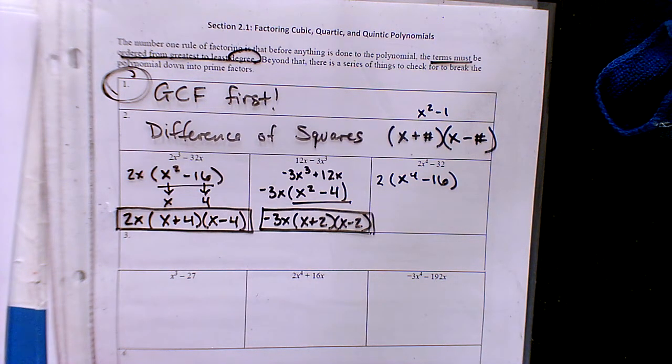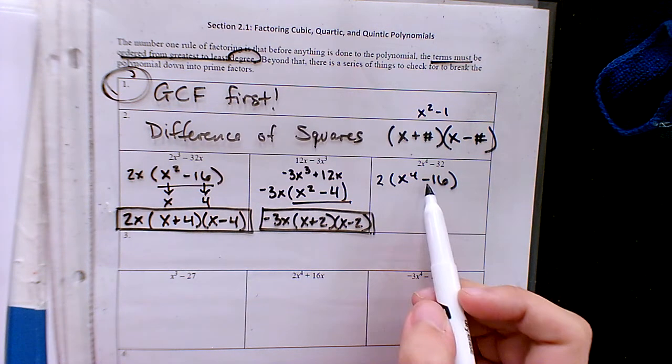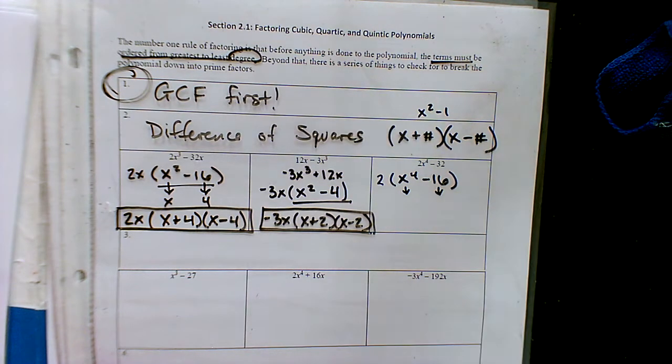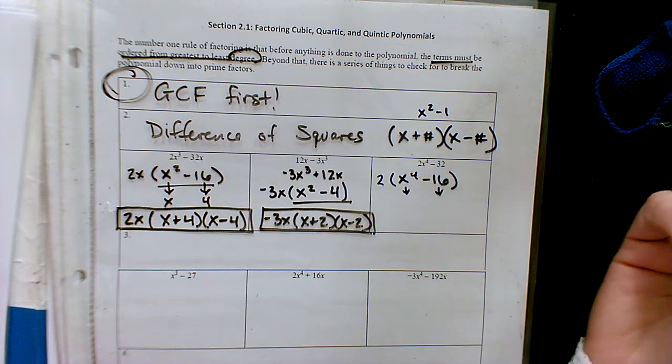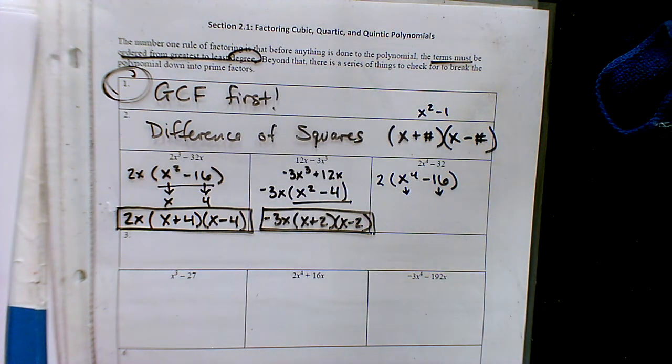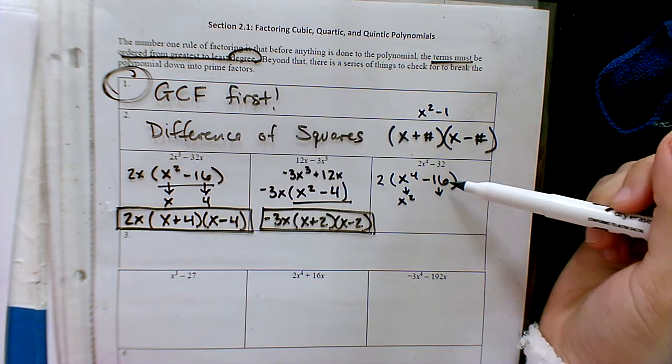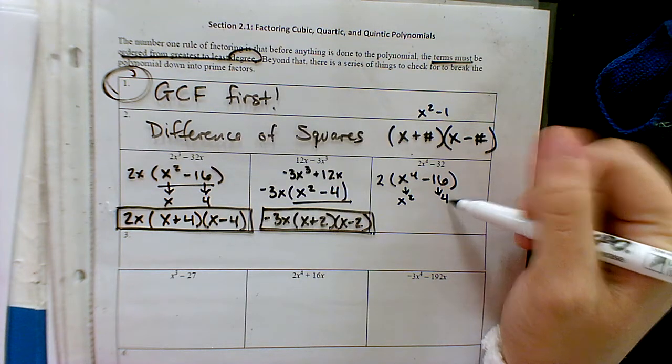Can we keep going? What do you think, Eli? It is a difference of squares, okay? Difference, we're subtracting. These actually are perfect squares. We might have to think about it though. Okay, what thing times itself would give you x to the 4th? X squared, okay? X squared times x squared would give you x to the 4th. And then the perfect square of 16 would be 4.